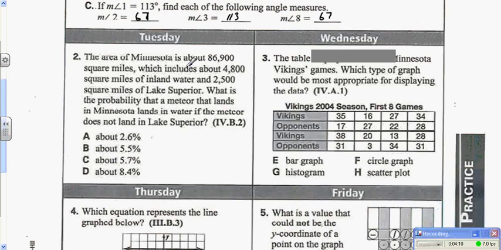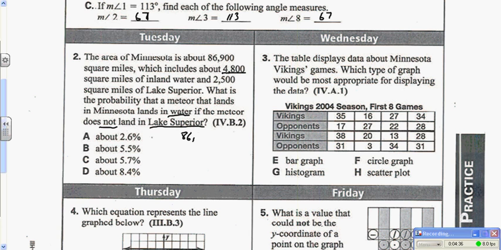The area of Minnesota is about 86,900 square miles, which include 4,800 square miles of inland water and 2,500 square miles of Lake Superior. What's the probability that the meteor that lands in Minnesota lands in water if the meteor does not land in Lake Superior? So they're telling us a little hint. It's not going to land in Lake Superior.